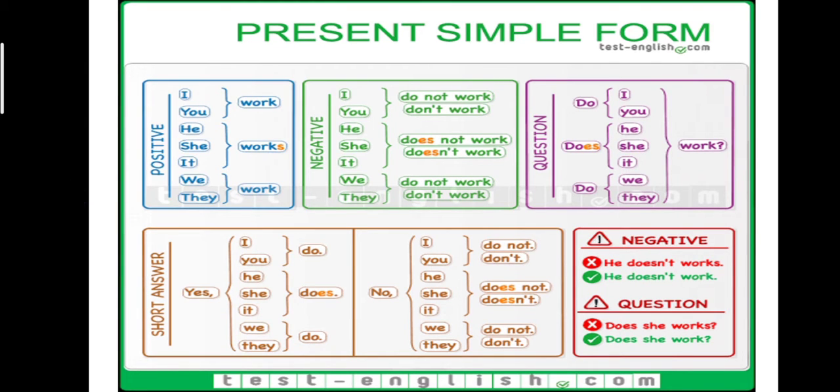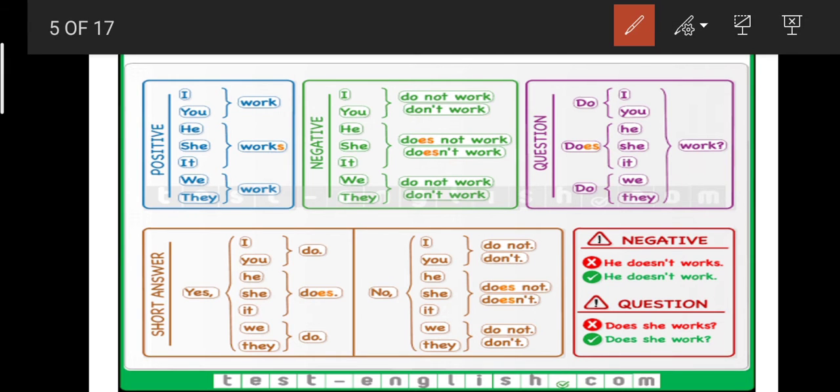So as I told you, with he, she, it, we add an s at the end of the verb. So we say he works, she works, it works. And with I, you, we, they, we say work without s or es. Okay, so I work, you work, we work, they work.